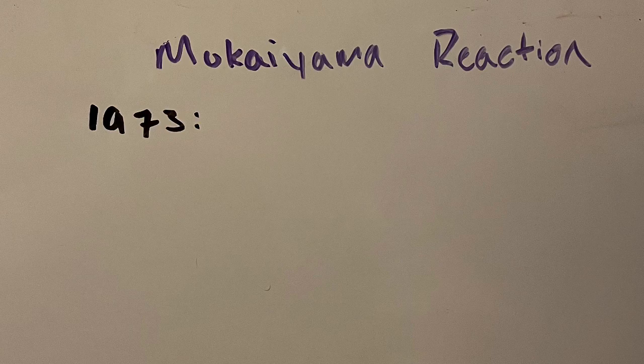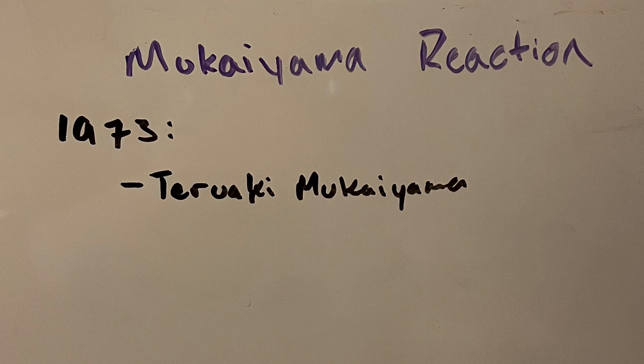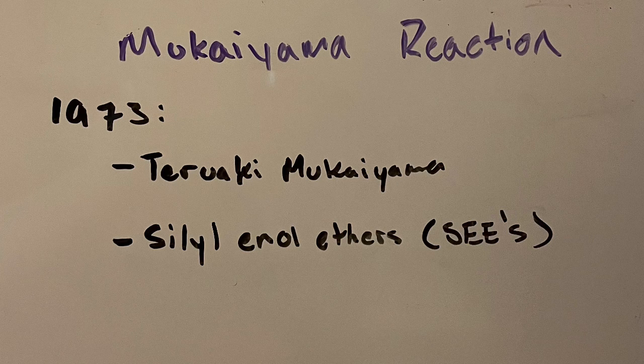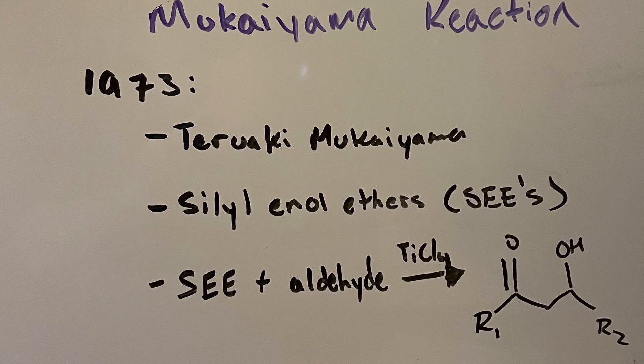In 1973, a group of researchers in Japan, led by Teruaki Mukaiyama, discovered a cross-aldol reaction involving silyl enol ethers, which reacted with aldehydes in the presence of the Lewis acid titanium 4 chloride. This reaction provided a good yield of product, and since the SEE was prepared via ketones, it was regioselective, which eliminated the issues of regiochemistry in the earlier attempts at aldol reactions.